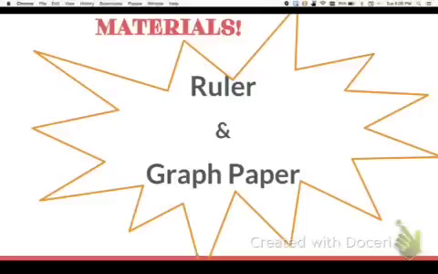At this point, go ahead and pause your instructional video. Make sure you have all your materials at your workstation. You'll definitely need a ruler and graph paper, your notebook, a writing utensil, and if you like to shade using colored pencils or highlighters or different colored pens, be sure to grab those as well.